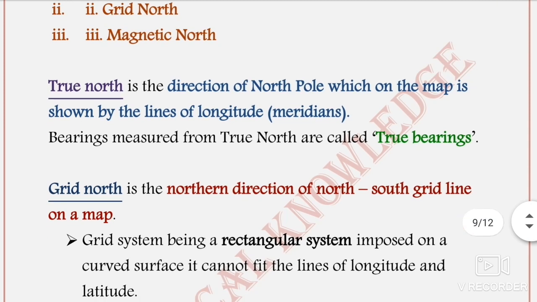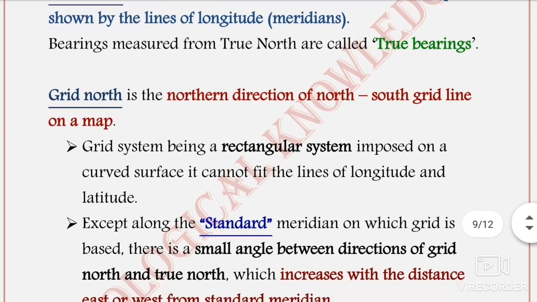So what is the true north? True north is the direction of the north pole, which on the map is shown by a line of longitude or the meridian. And bearings measured from the true north are known as true bearings.